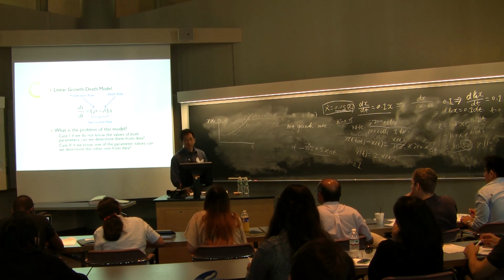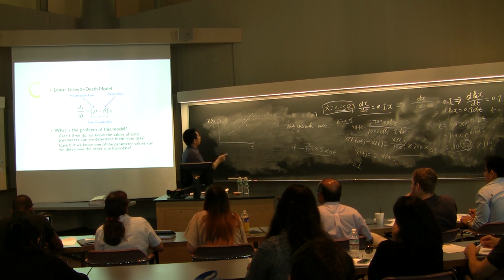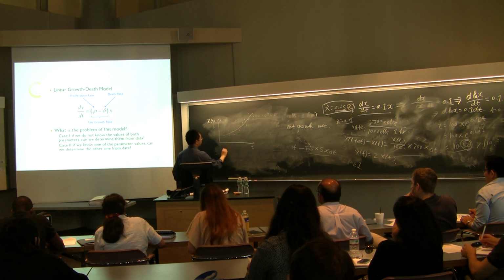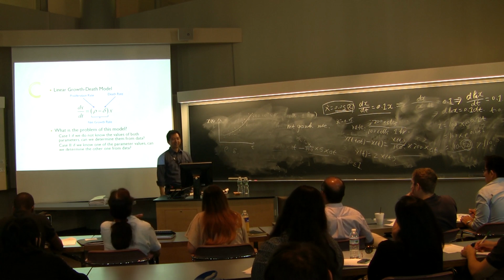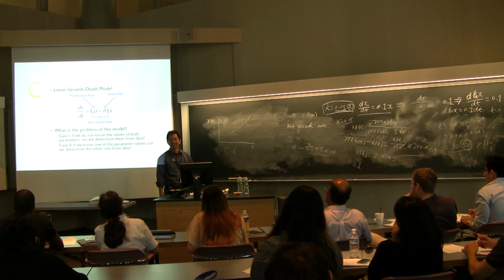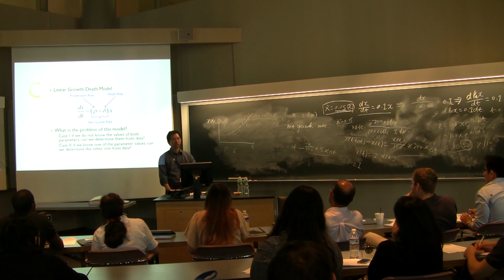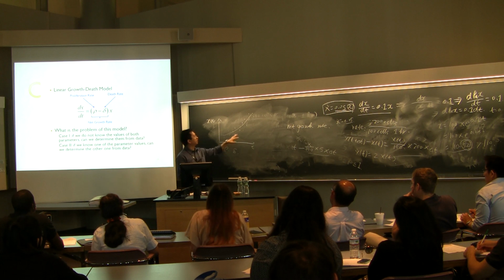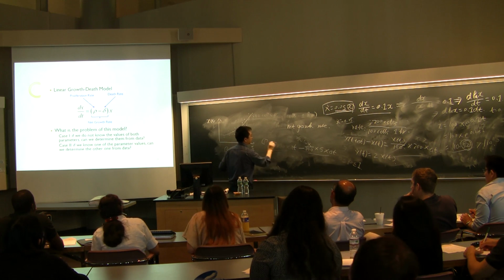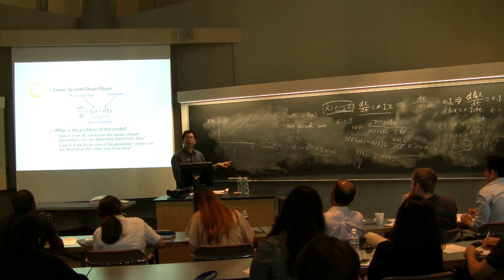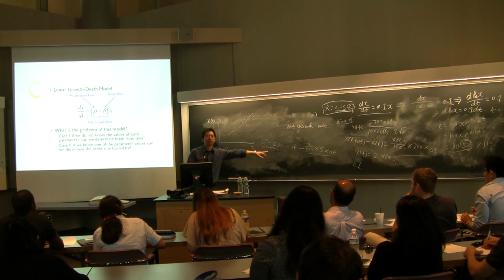And now I have two parameters, rho and delta. I don't know both of them. Can I determine both of them? No. That's a good answer, because you only need one. You can only determine the difference from the data. That's rho minus delta. You cannot determine rho and delta separately.